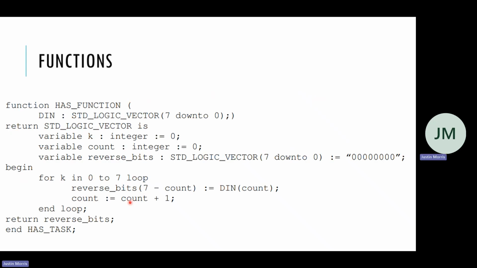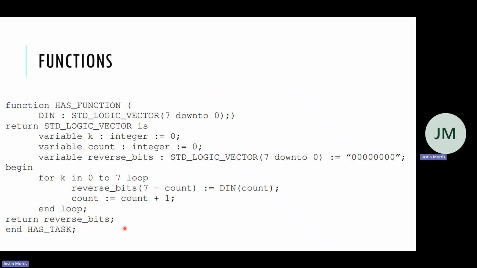So here is the function. It's implementing something a little different than the procedure was. So we're calling it the same name, has function, and it has an input 7 down to 0. And it's going to return a standard logic vector. And these are our different variables. And we're returning this standard logic vector at the end.